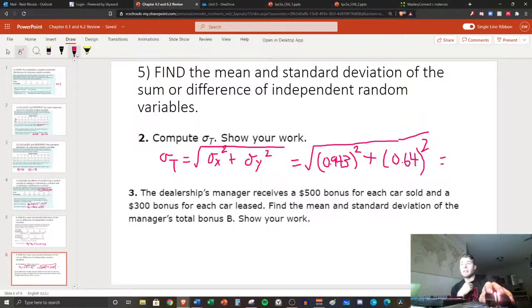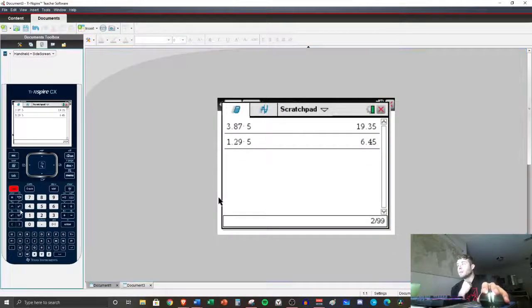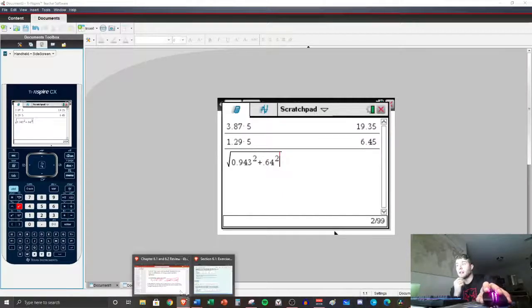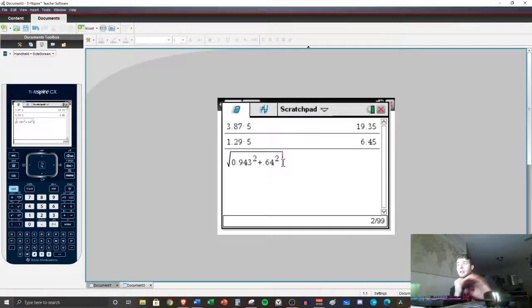Okay, so now let's square that. So it's 0.943. We're going to square that, plus 0.64. Square that. Let me make sure I've got that right. Looks good to me. Let's submit it.